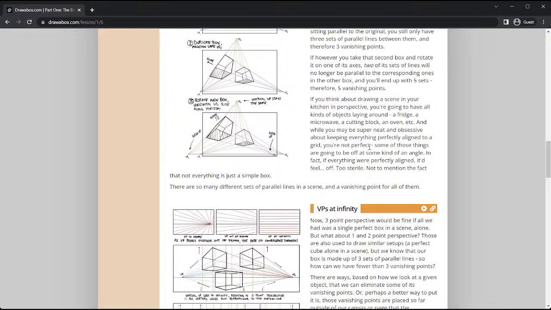Oh yeah, have you seen my kitchen? It is not very well aligned to a grid.